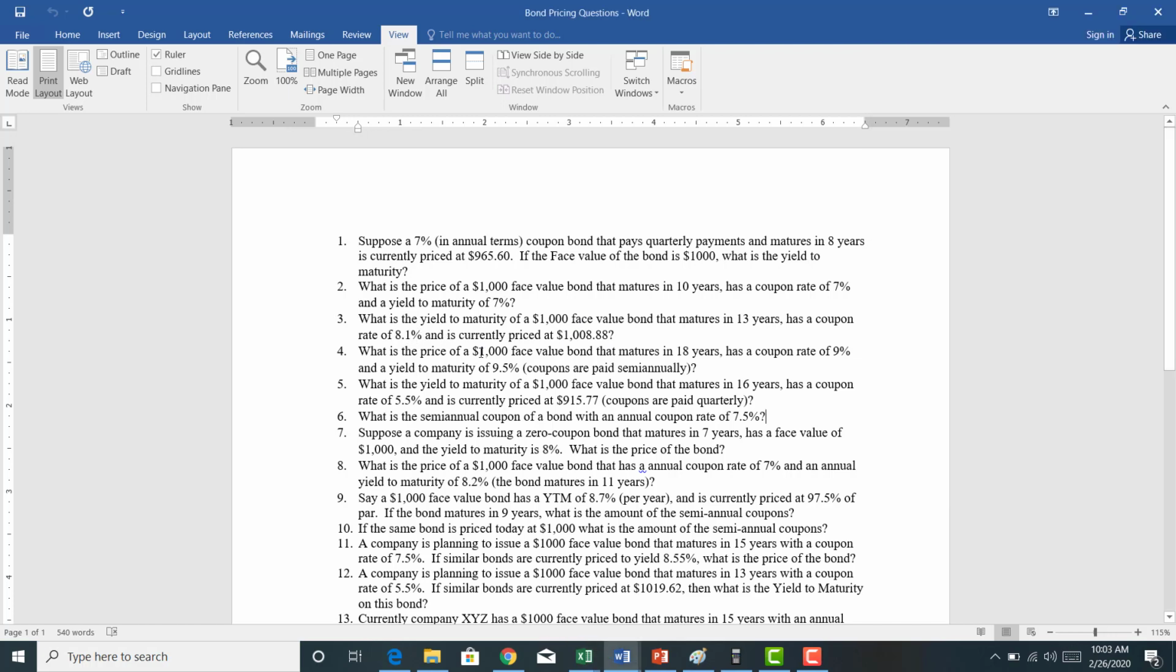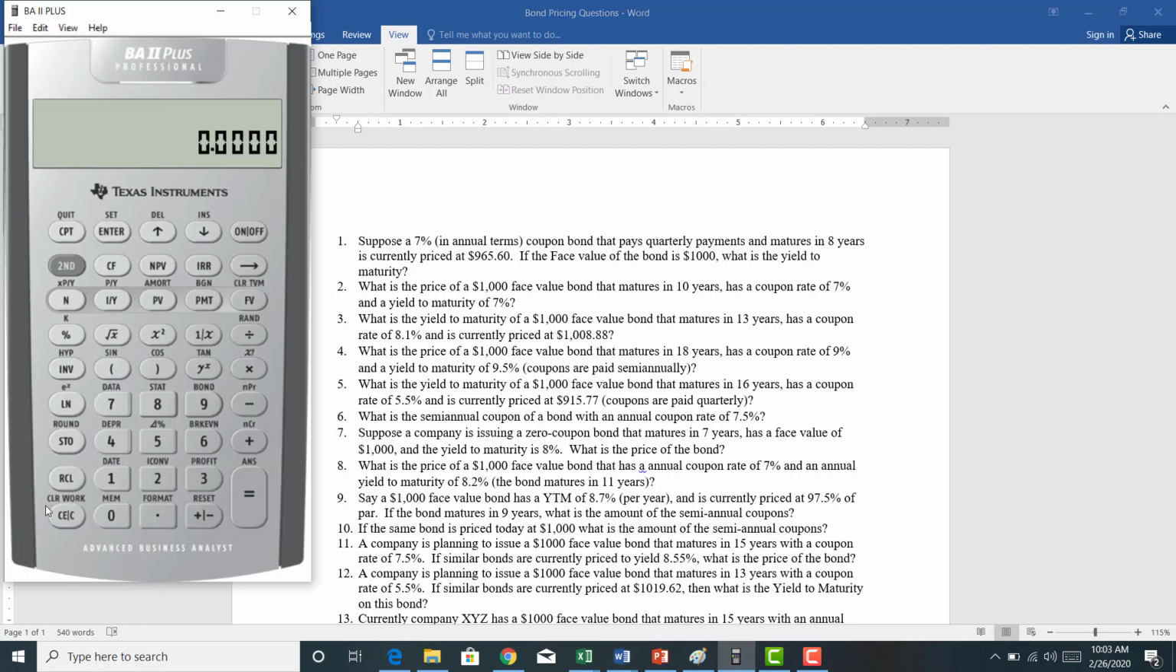Okay. Number 4, what's the price of a $1,000 face value bond that matures in 18 years, has a coupon rate of 9% and a yield to maturity of 9.5%? Assume that coupons are paid semi-annually. We're solving for present value. The yield to maturity is higher than the coupon rate, so this bond should be priced below the face value. Let's use our financial calculator for this one.